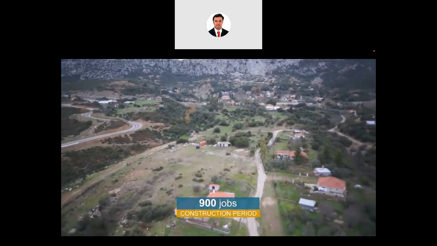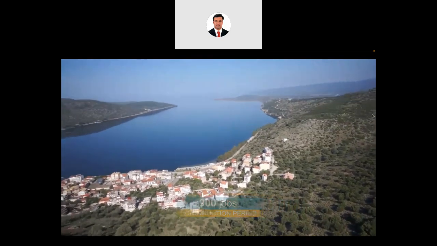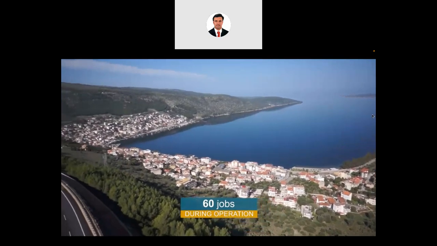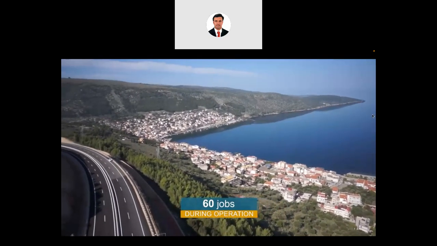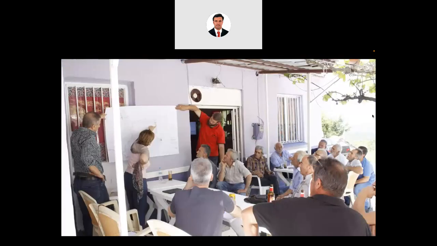In addition, around 900 people are expected to be employed, directly and indirectly, during the construction phase, while a variety of machinery and raw materials will be utilized. During operation, local specialized and auxiliary personnel will be employed in 60 new jobs.